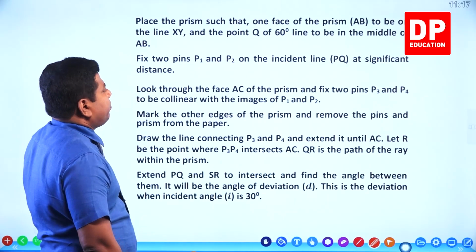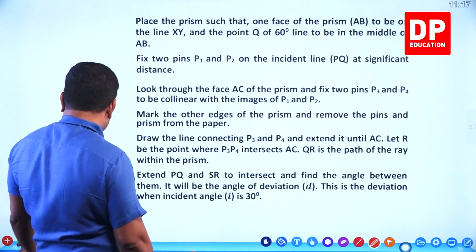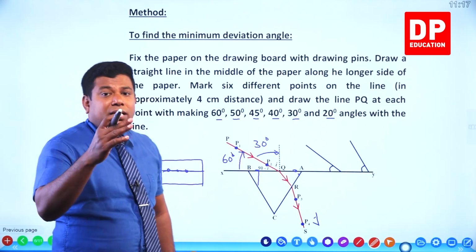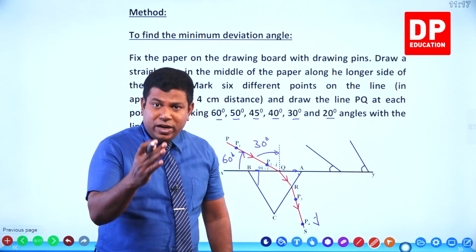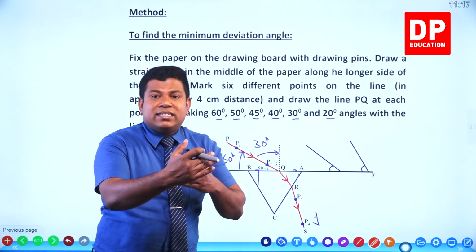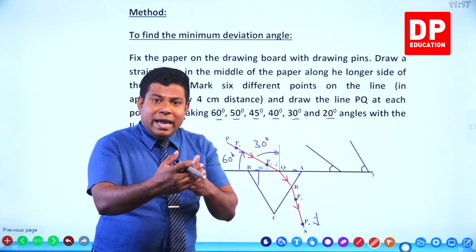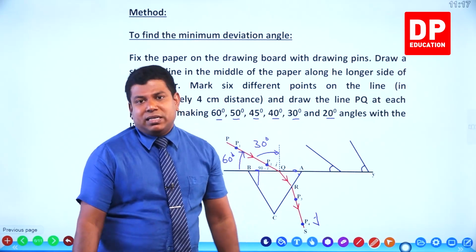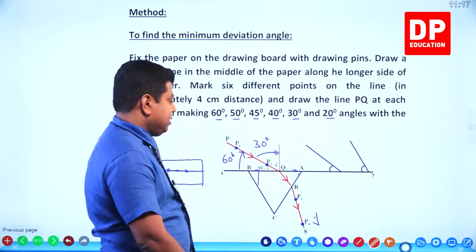Fix 2 pins P1 and P2 on the incident line at significant distance. On this you can mark P1 and P2 as in the previous practical. I explained why the points have to be at maximum distance: if you increase the distance between two pins, any errors that we make, the impact of error will be minimized.